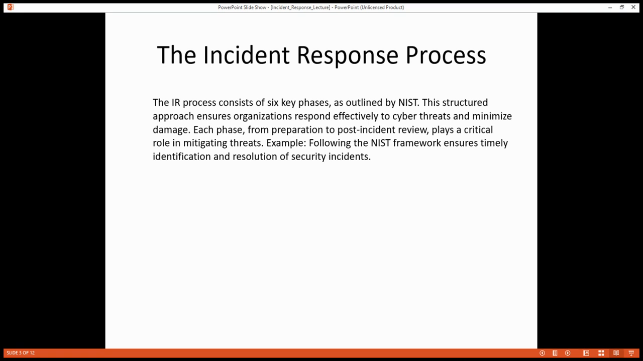The incident response process. The IR process consists of 6 key phases, as outlined by NIST. This structured approach ensures organizations respond effectively to cyber threats and minimize damage. Each phase, from preparation to post-incident review, plays a critical role in mitigating threats. Example: following the NIST framework ensures timely identification and resolution of security incidents.